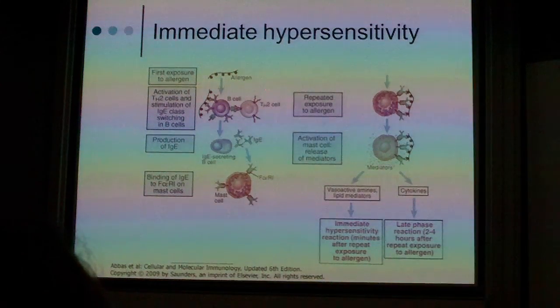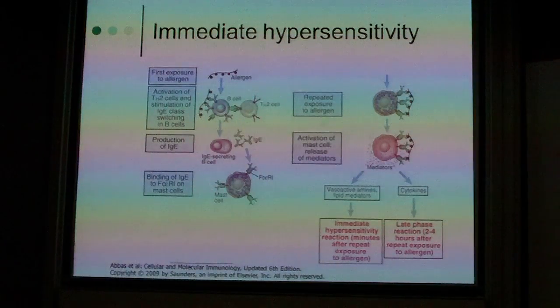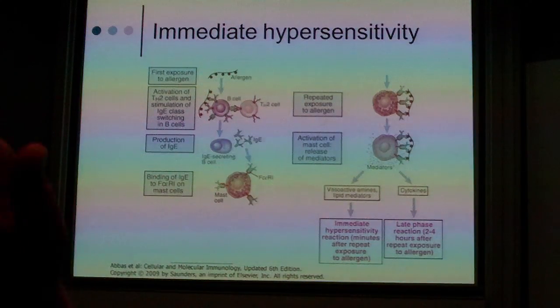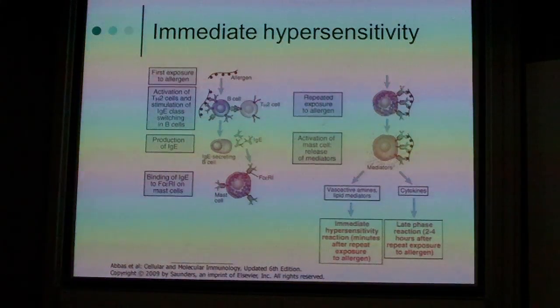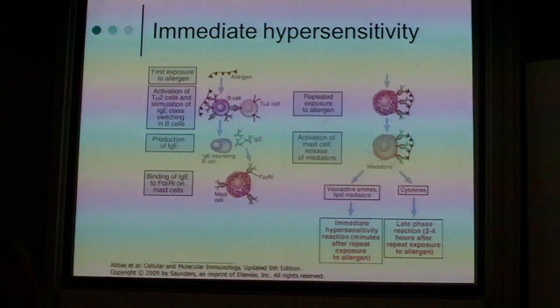So here you see that when T helper cells and B cells, which recognize the allergen, come together in the interaction of B cells and T cells in the pathway of the immune response, then the T helper 2 cells give cytokines and signals to the B cell to switch from the original IgM production, because B cells always start with IgM, but with the help of the Th2 cells, the switch is from IgM to IgE.